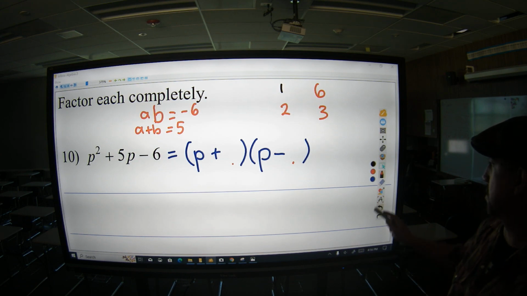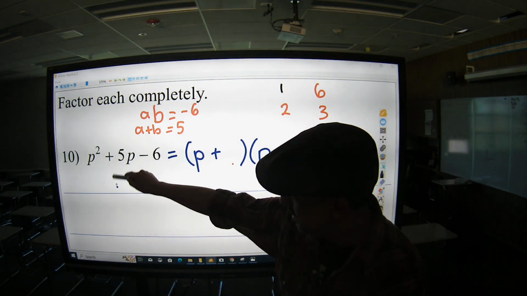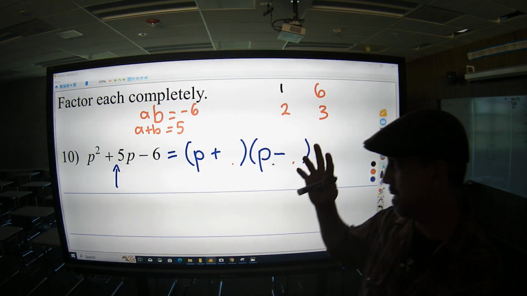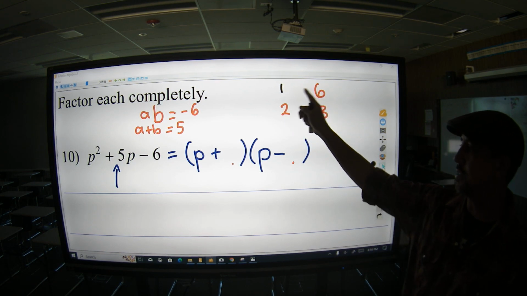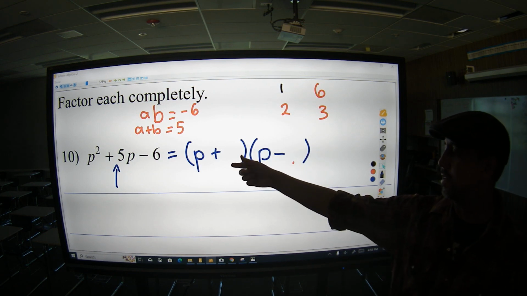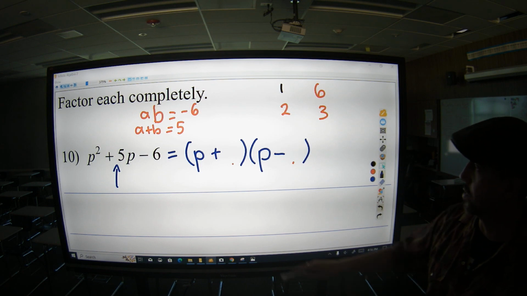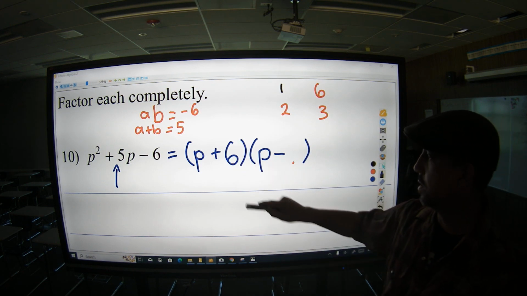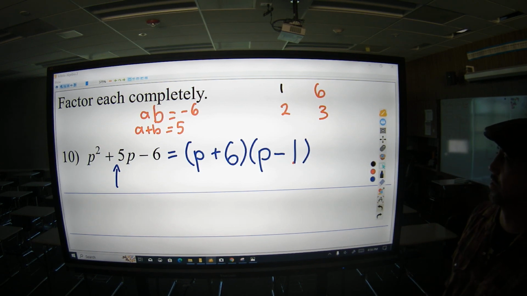What we talked about in class today, a lot of people started to see, is that when this value is positive, then whatever is the biggest of these two values should be the one that is positive, because I'm not going to be taking more away than I have. So that'll result in making sure that I have a positive number. So here we should have plus 6, and here we should have minus 1. And that should ensure that this works out.